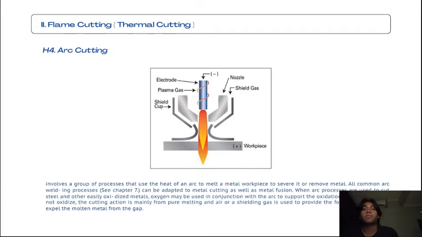So the most significant processes in the group are plasma arc cutting, air carbon arc cutting, and oxygen arc cutting, which is oxygen lance cutting. Gas metal arc cutting, gas tungsten arc cutting, shielded metal arc cutting, and carbon arc cutting are other arc cutting processes that are not widely used in industrial production situations.